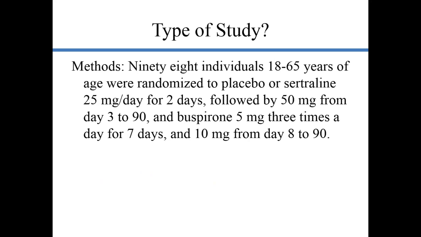Here's another example, also from the literature. 98 individuals, 18 to 65 years of age, were randomized to placebo or sertraline for 2 days, followed by 50 milligrams, et cetera, et cetera. Okay, it doesn't say what the outcome is, but sertraline is otherwise known as Zoloft. I'd imagine the outcome is depression, whether someone is depressed or not. So again, we're starting with an exposure, we're manipulating the exposure, and we're looking to see what happens. And they were randomized. It is a randomized clinical trial. Okay?